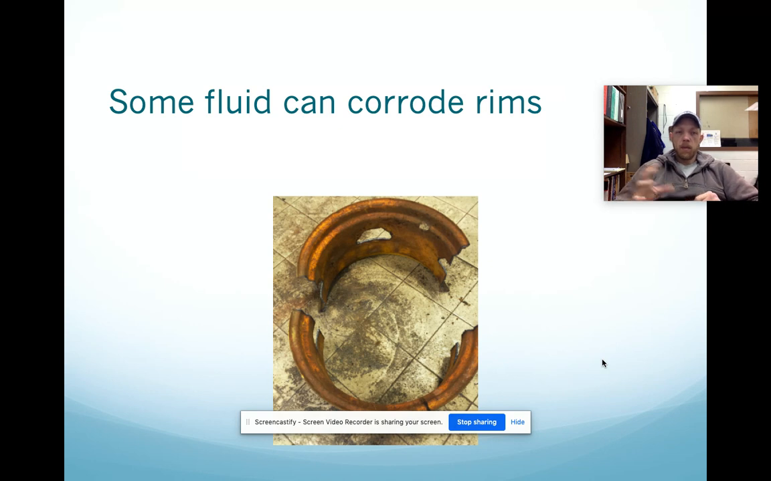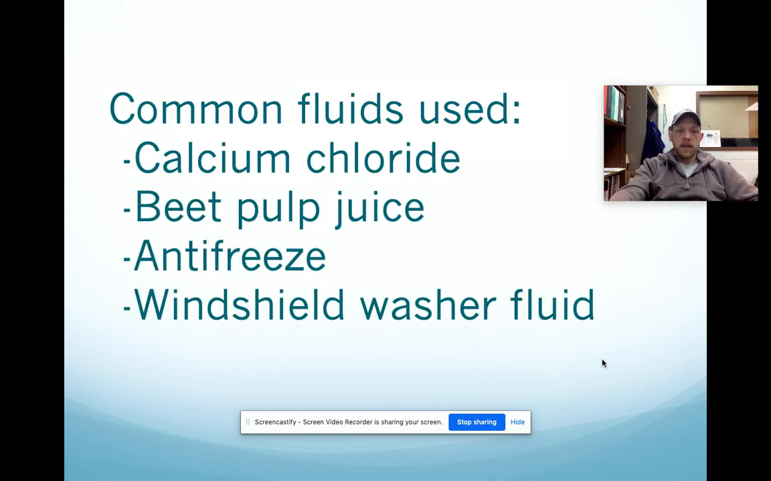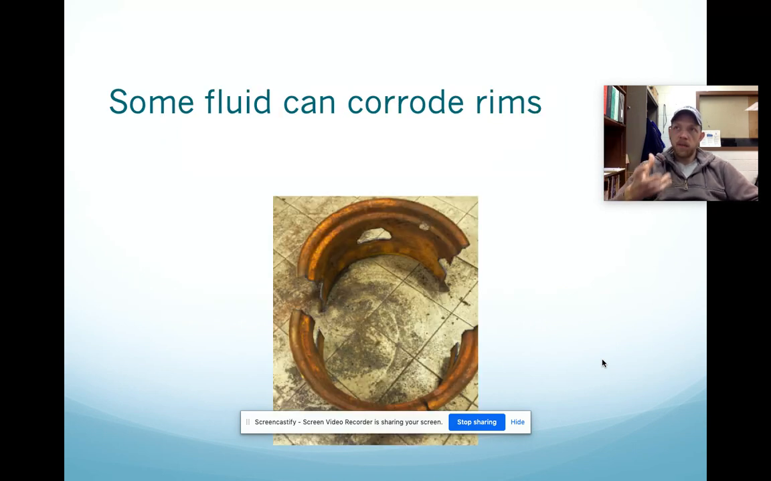The problem is when we put fluid in those tires, the majority of these compounds are corrosive. Calcium chloride is very corrosive. Antifreeze is very corrosive. So if it's exposed to the steel constantly, it's going to start to wear away the rim, and in a severe case like this, the whole thing just falls apart. So there are some implications there.